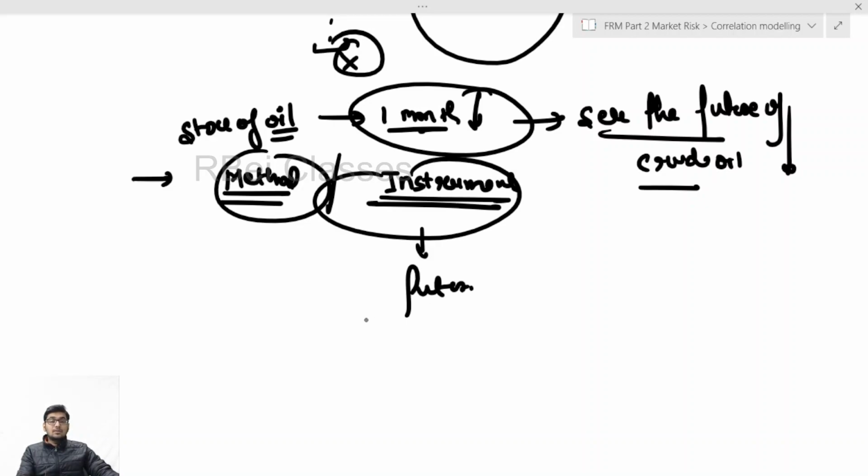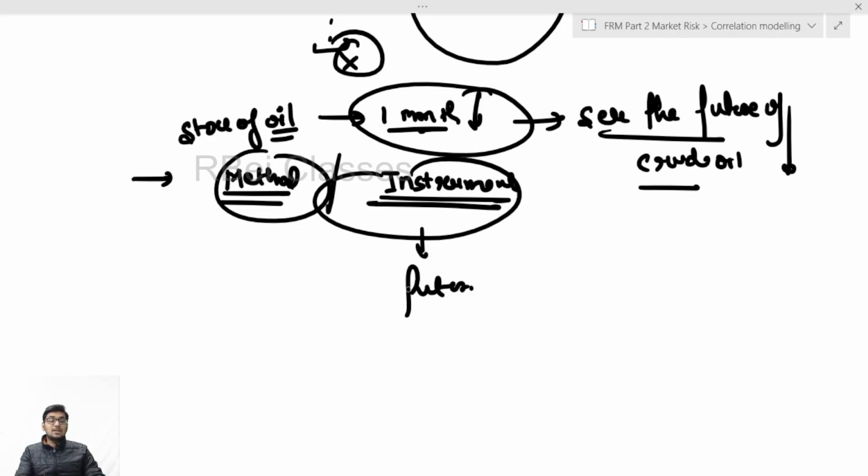Clear? There is a possibility of currency risk. You can manage that as well. There is a possibility of interest rate risk. You can also manage that. Clear? Are you understanding? Different types of risk are there. How are you going to manage these different types of risk? So we have these instruments to manage the risk.